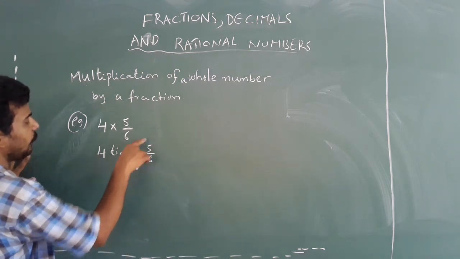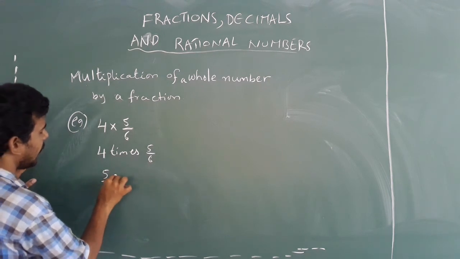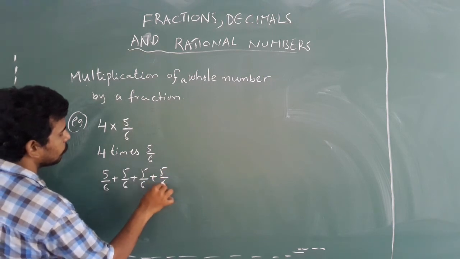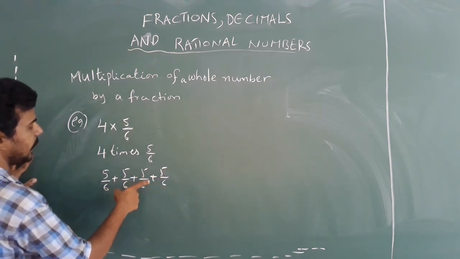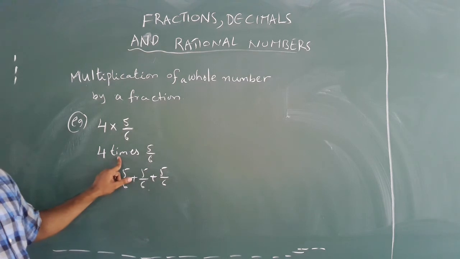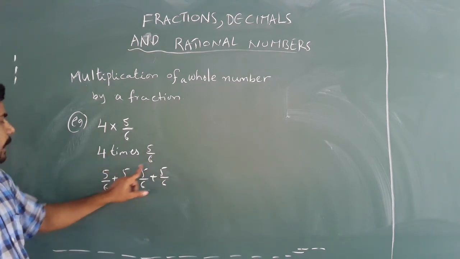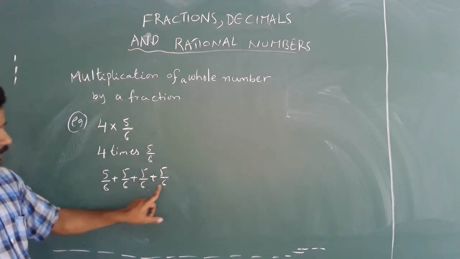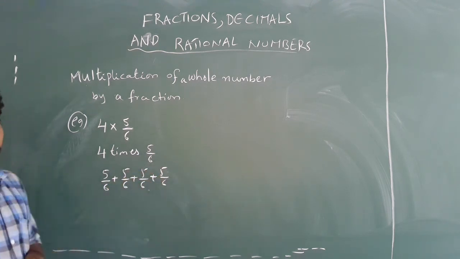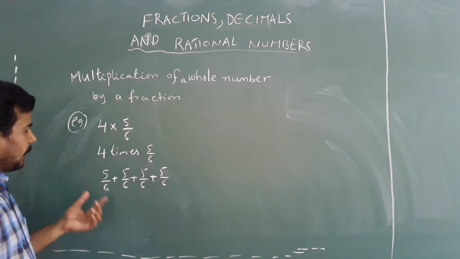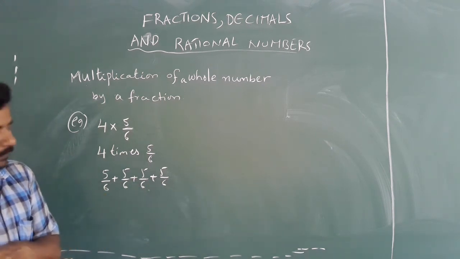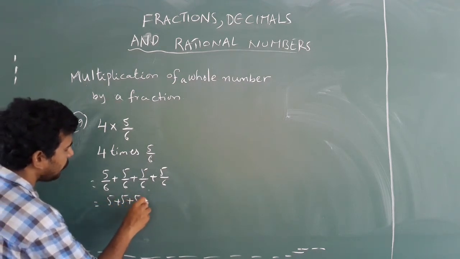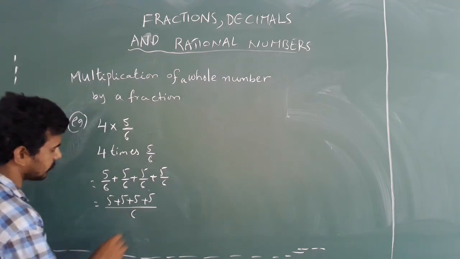That means take 5 by 6 and add it 4 times. 5 by 6 plus 5 by 6 plus 5 by 6 plus 5 by 6. How many times, children? 4 times. Here the denominators are equal, so all are like fractions. So, 5 plus 5 plus 5 plus 5 by 6.